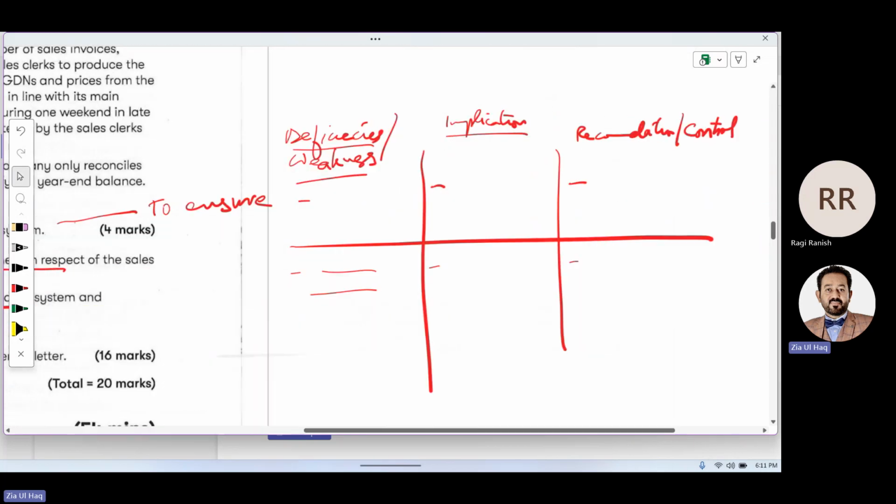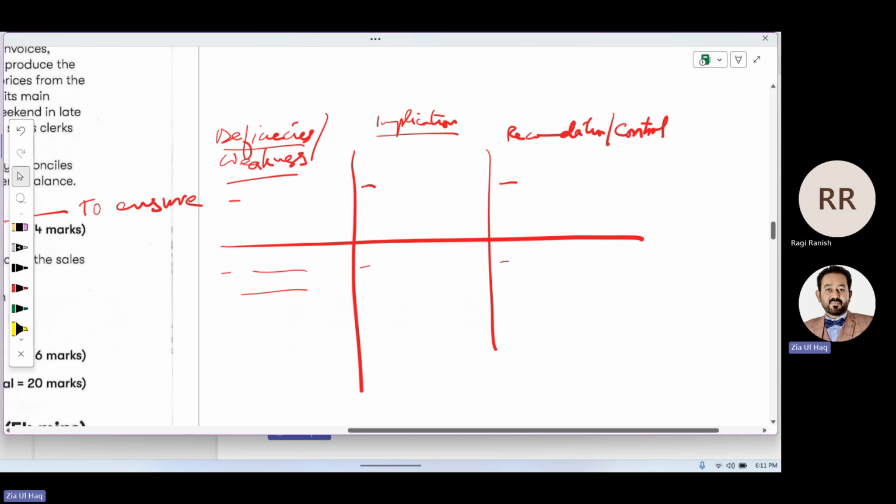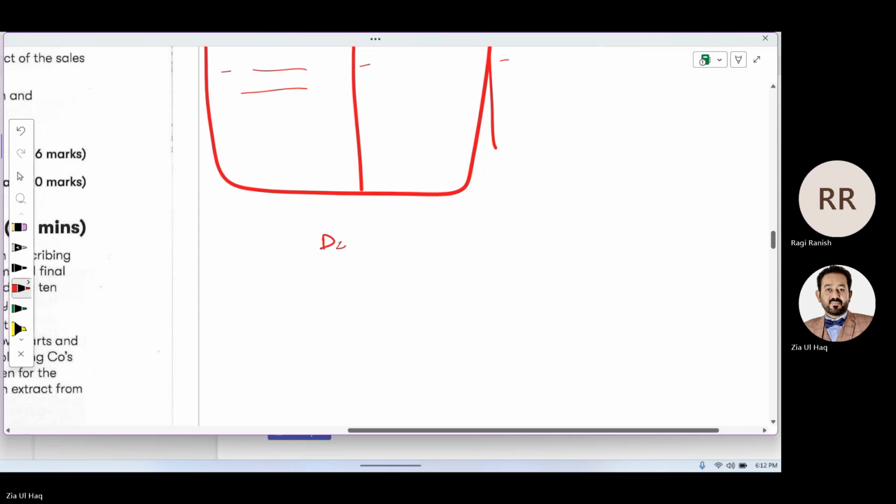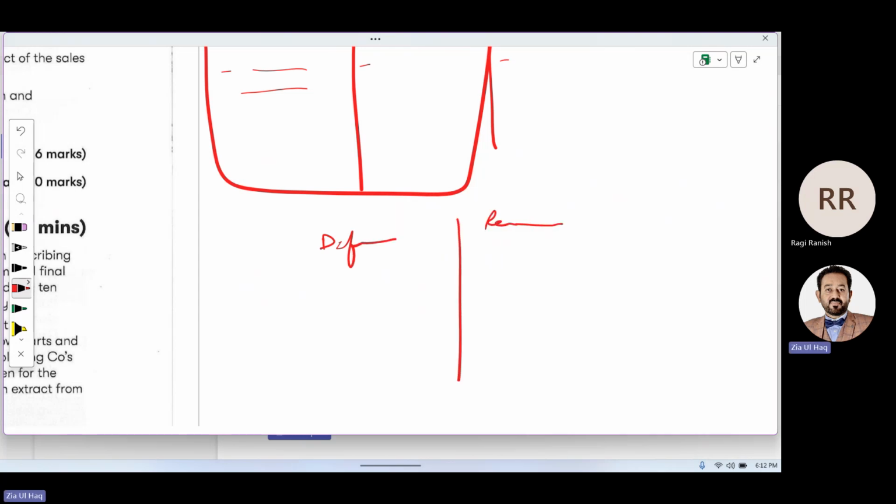We need to answer in 2 columns. We will prepare 1 column for these 2 things, but we'll put the heading only as deficiency. And in the second column, we will provide the recommendations and implication. Along with the deficiency, we will explain the implication as well.